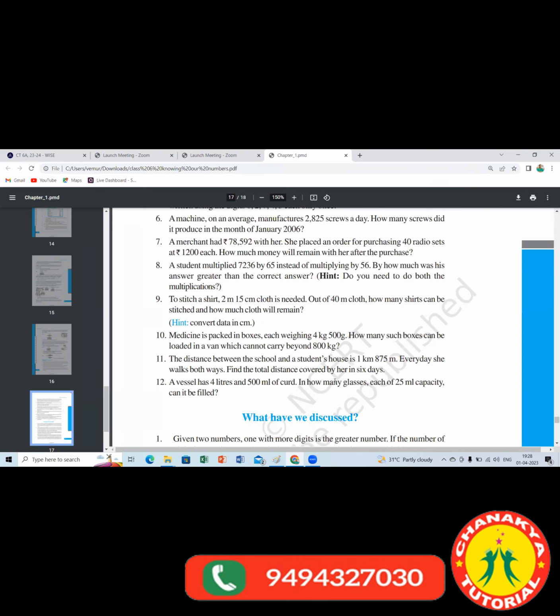It's a division. But it is in meters and centimeters. Should we make any changes? Because 40 meters, we should make it decimal. Very good. We should make it decimal, or you can convert into centimeters. That's a thing we can do. So what is the cloth you have? The total length of the cloth is 40 meters.